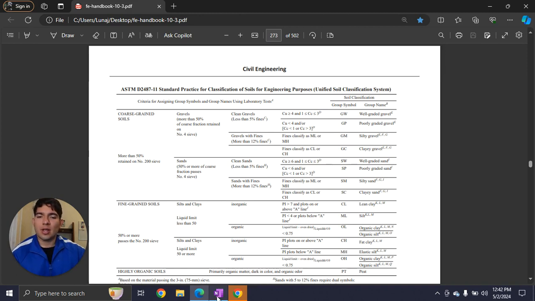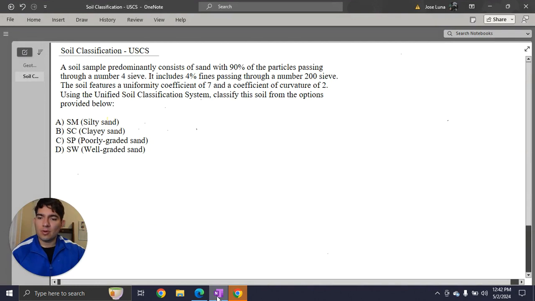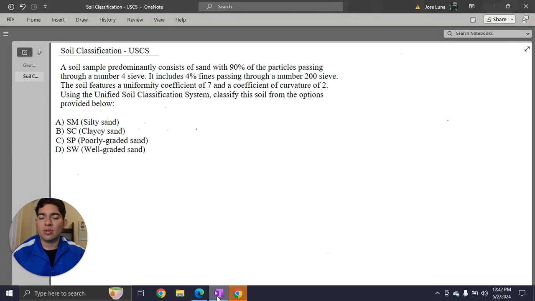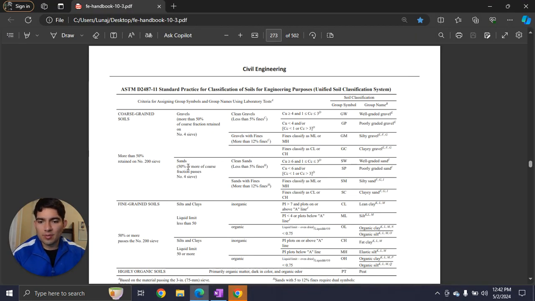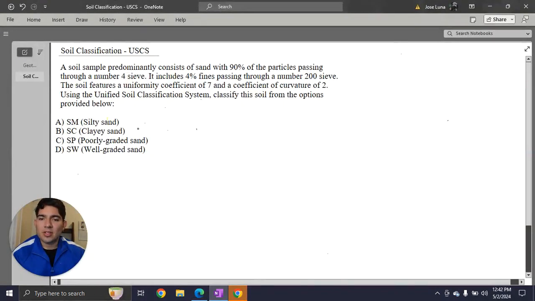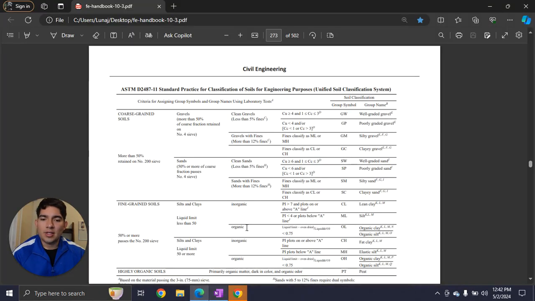So let's take a look at our soil specifications. Here we see that it consists predominantly of sand with 90% passing through the number 4 sieve. So it would be sand like the problem was telling us, but just to double check, we can look at the percentage. Then we need to see if it has less than 5% fines or more than 12% fines, to see if it's clean sands or sand with fines. For ours, it looks like we have 4% fines passing, so in that case, it's going to be a clean sand with less than 5% fines.